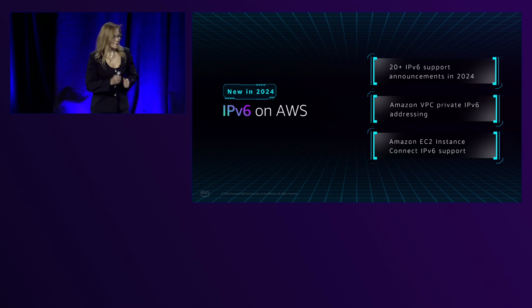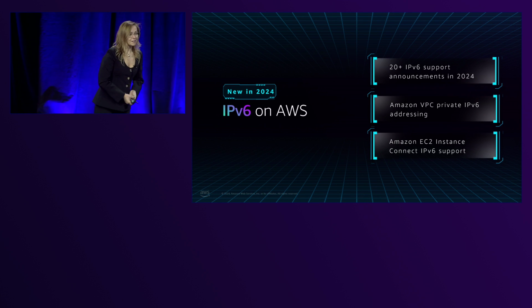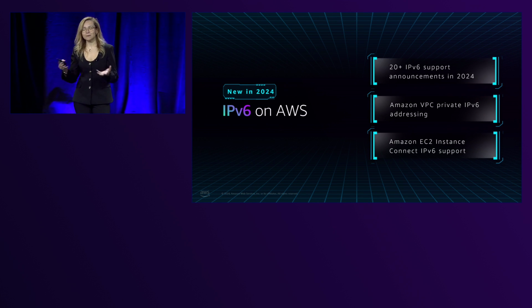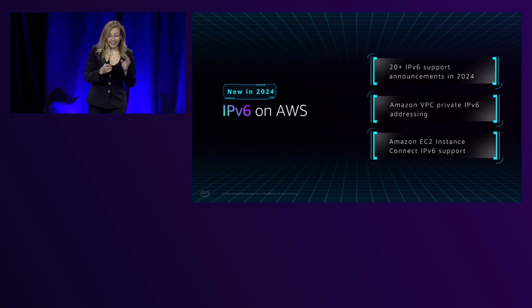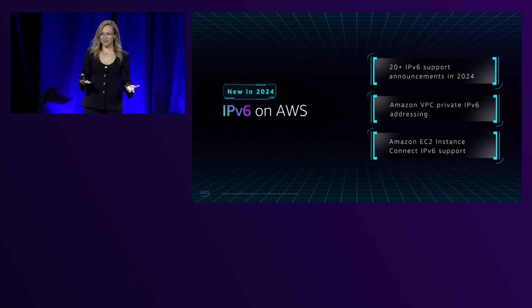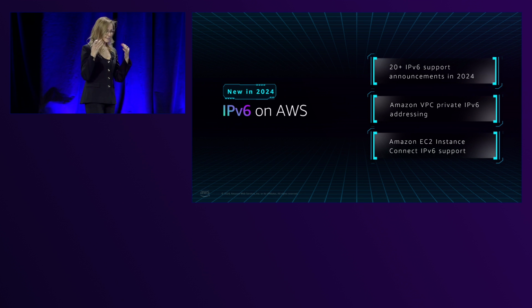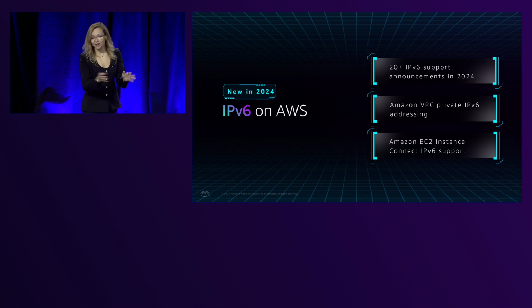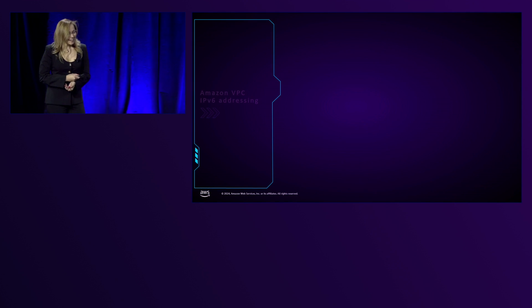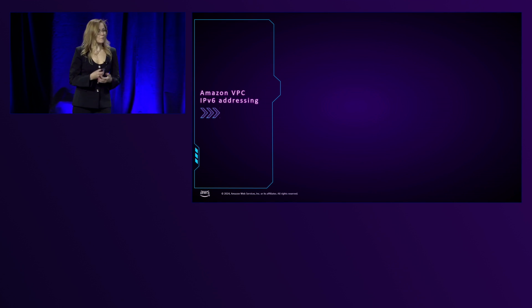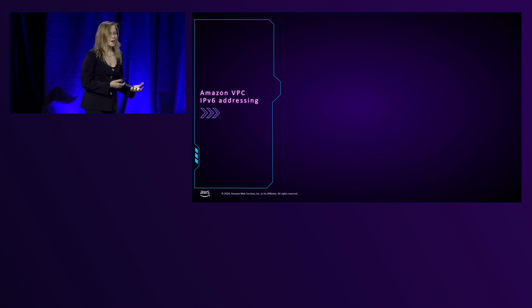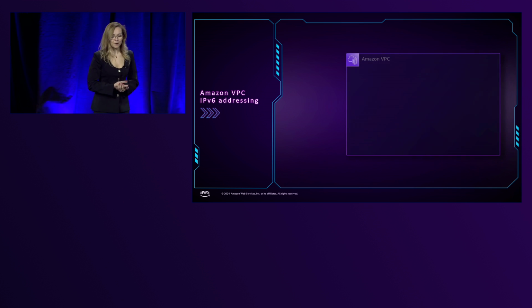This is one of my personal favorite features. The reason for it is because you don't need public IPv4 addresses to SSH into your instances anymore. So if you support IPv6, you can use EC2 Instance Connect, and you can log into your instances without public IPv4 addresses. Really important.